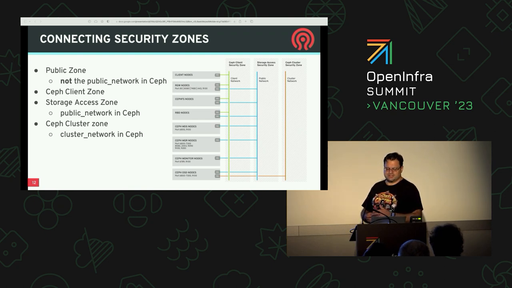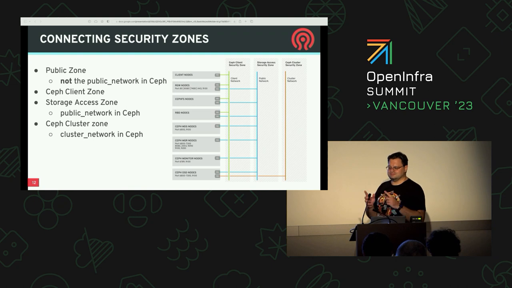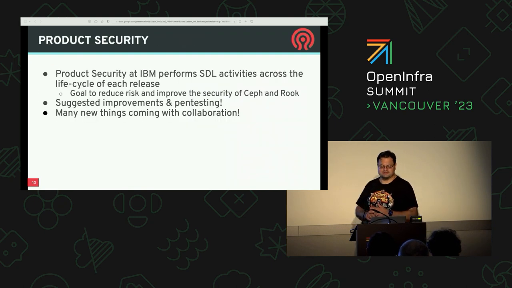Conversely, an object gateway in the client security zone instead needs access to a lot of things. The monitors, port 6789, all the OSDs on ports 6800 to 7300 to access the actual data storage. It will likely expose the S3 API to the public security zone, ports 80 and 443. So some things you can't close, but there are plenty of things that you can. So those are the low-hanging fruit.